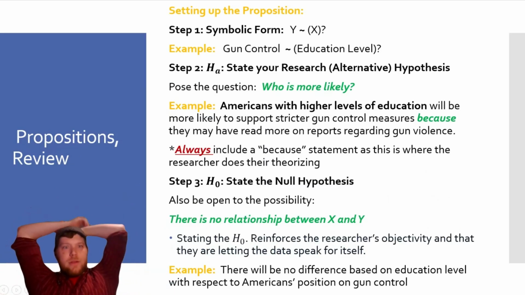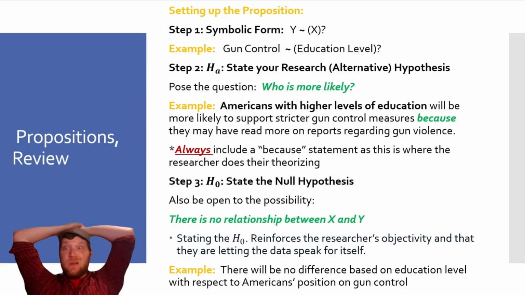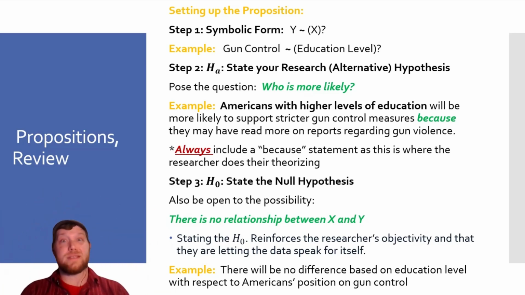So I'm going to think of some sort of variable that would make sense along with this. Maybe gun control could be impacted by education level. That makes sense. Maybe I think that different education levels, maybe something goes on with a higher education level and the impacts of gun control.